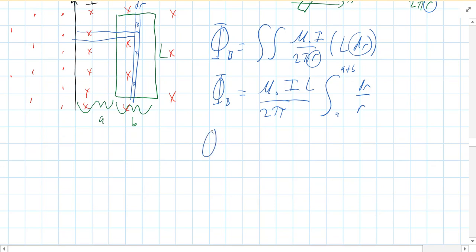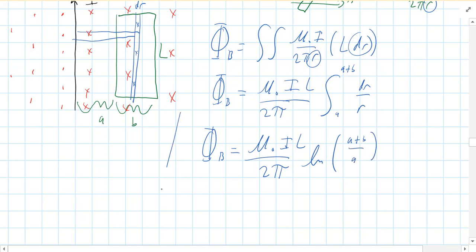And so you get a real easy answer here. The magnetic flux equals the integral of dr over r, which is natural log of r, and if you evaluate that from A to A plus B, you would get mu naught I L over 2 pi, times the natural log of (A plus B) over A. So that would be your magnetic flux, and it would be in Webers.